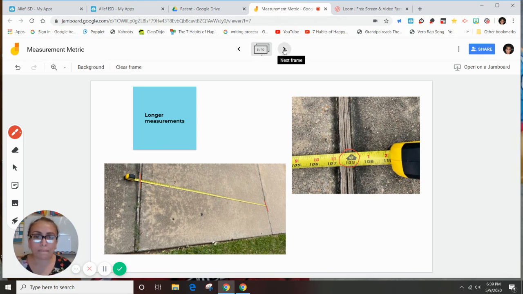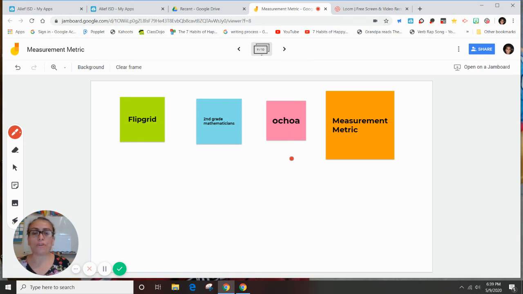Okay, and for you to complete this measurement in metric units on Flipgrid, I need you to go to your second grade mathematician's grid with your code, Ochoa, and there's a question on metric measurement. And just as I did, I went around and did a little bit of a scavenger hunt around the house, outside, and tried to find objects that are less than a meter, objects that are about a meter, and objects that are more than 1 meter.